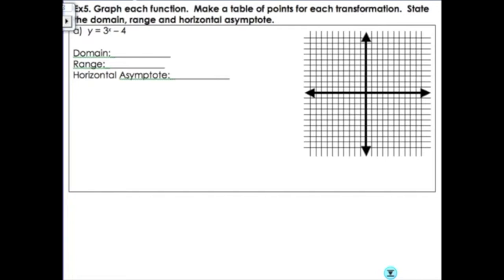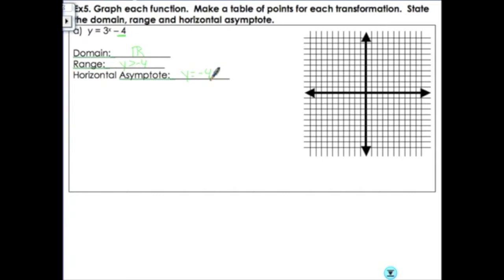Graph each function. Make a table of points for each transformation. State the domain, range, and horizontal asymptote. Our domain is going to be all reals. We can see that our new range is going to be y is greater than negative 4, and our horizontal asymptote is going to be y is equal to negative 4.